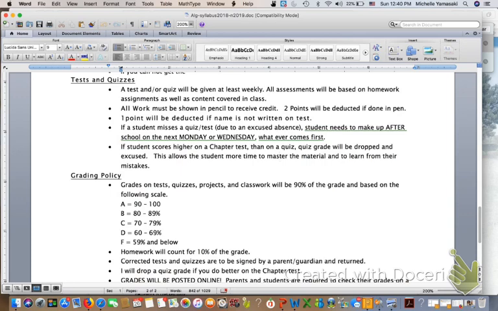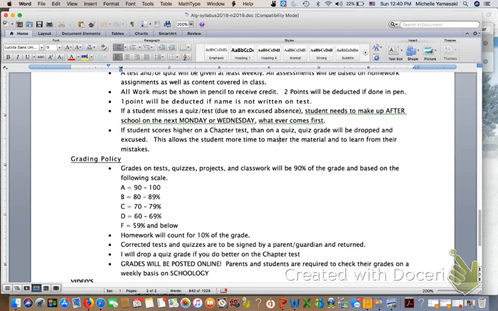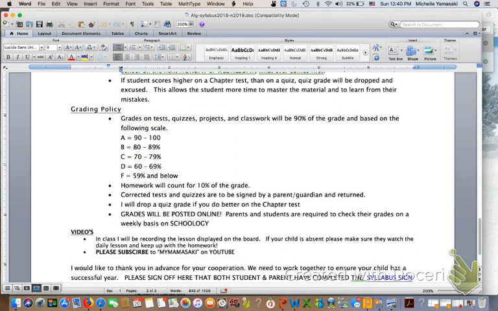I will hand back the students their tests and we go over them in class. My suggestion is that kids are taking notes on them. They should be taking notes. Parents should be signing their tests. And then grades are generally posted online. I suggest you check your child's grades once a week.